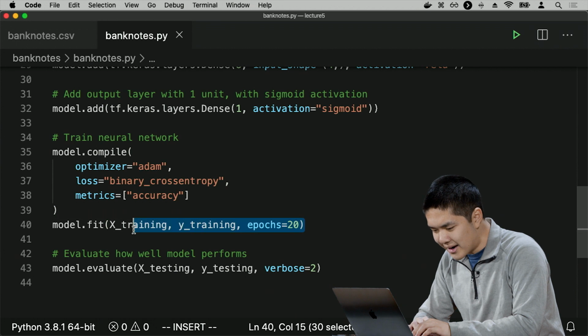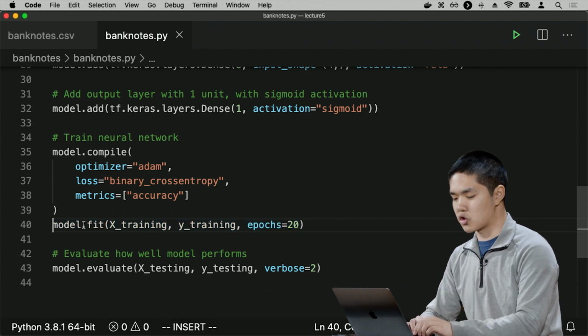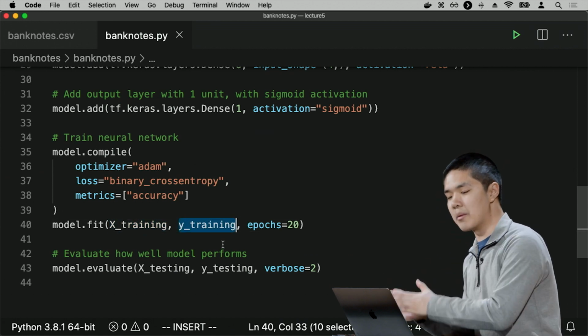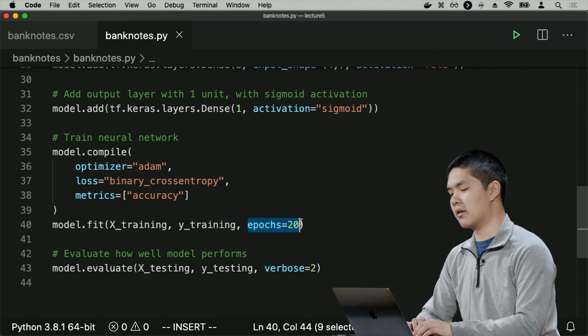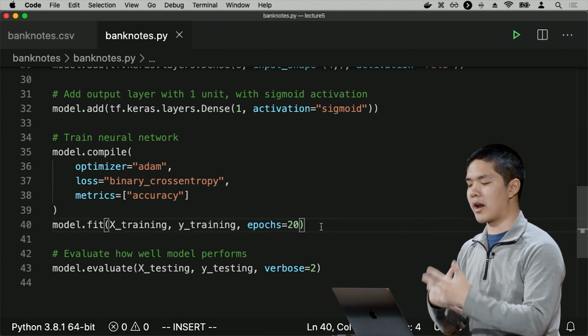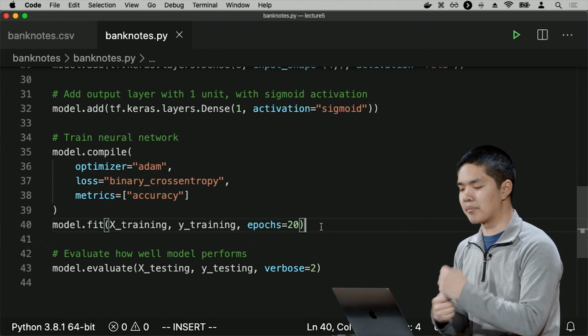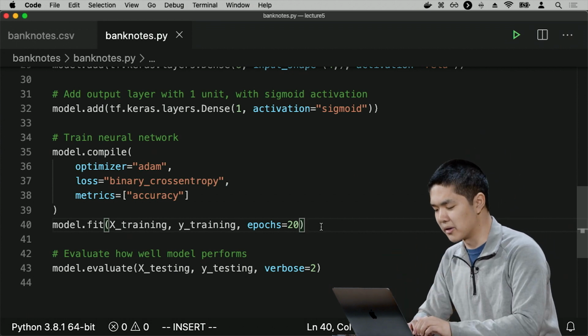Now that I've defined that model, I call model.fit to say go ahead and train the model. Train it on all the training data plus all of the training labels, so labels for each of those pieces of training data. And I'm saying run it for 20 epochs, meaning go through each of these training points 20 times, effectively. Go through the data 20 times and keep trying to update the weights. If I did it for more, I could train for even longer and maybe get a more accurate result.